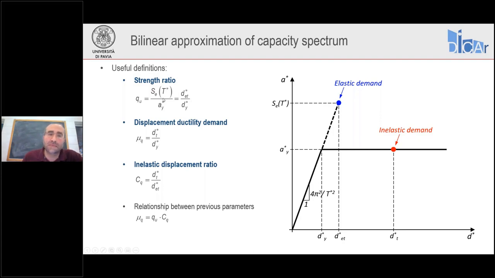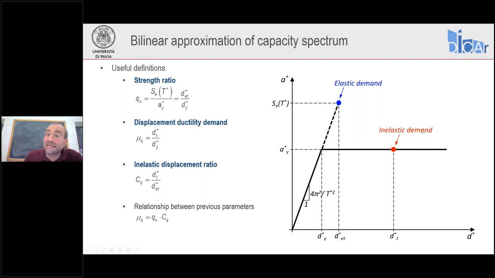It's exactly the same thing, because again, accelerations and displacement in an elastic structure are directly related, are linearly related. Next parameter is the displacement ductility demand. So this was for the SE T star is for the elastic structure. It's for an elastic demand, but our oscillator is yielding before reaching this point. So as we define a strength ratio, then we will also define a displacement ductility demand.